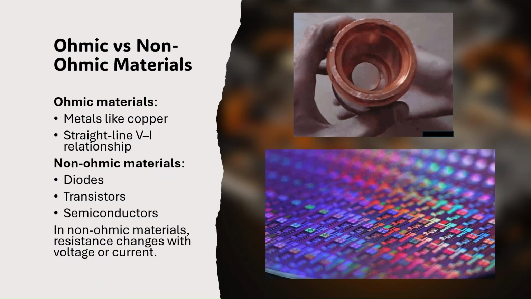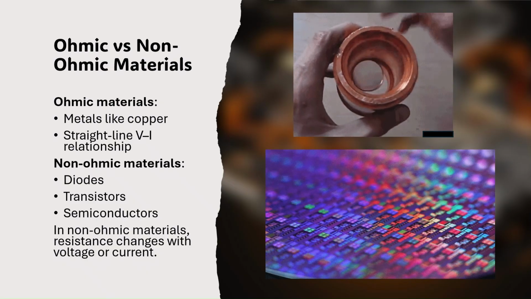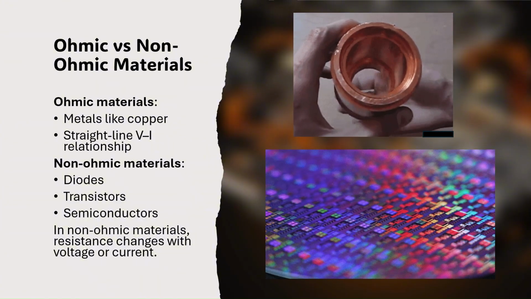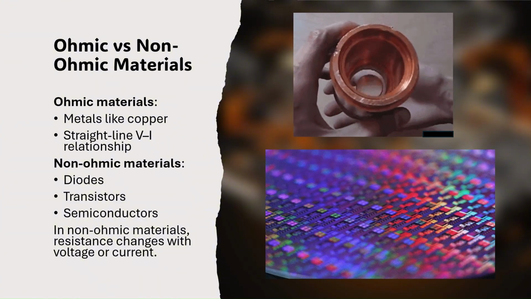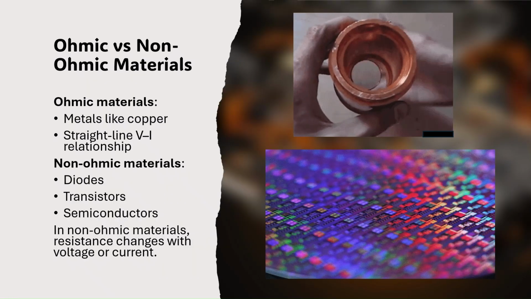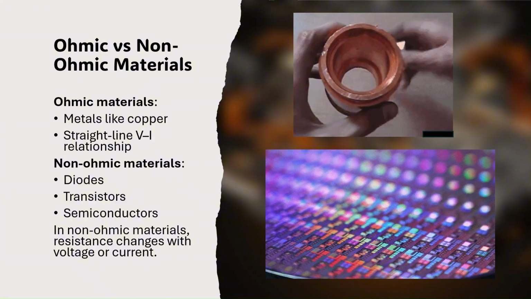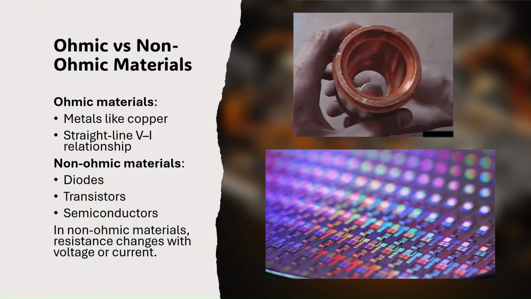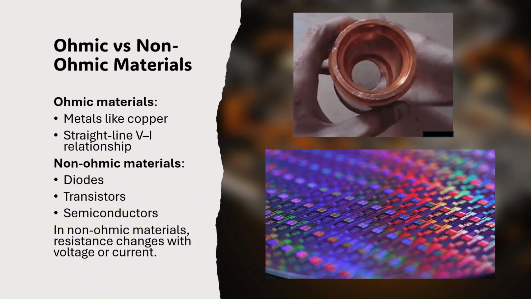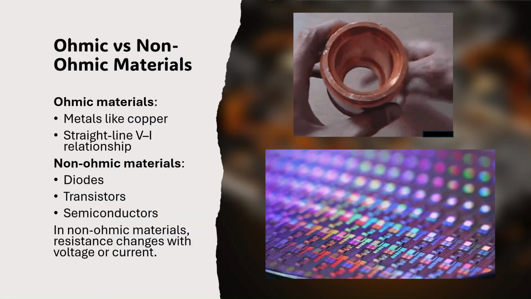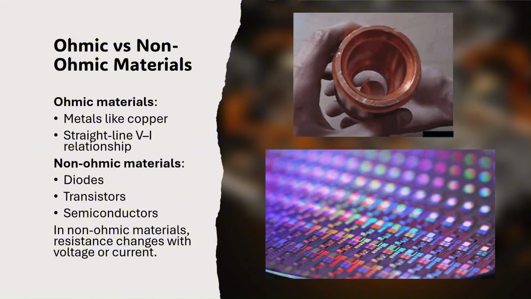Ohmic versus non-ohmic materials. Materials that obey Ohm's law are called ohmic materials. In these materials, resistance stays constant over a range of voltages and currents. Non-ohmic materials do not behave this way. For example, a diode allows current to flow easily in one direction, but strongly resists current in the opposite direction. In these cases, resistance is not constant, and Ohm's law does not apply directly.